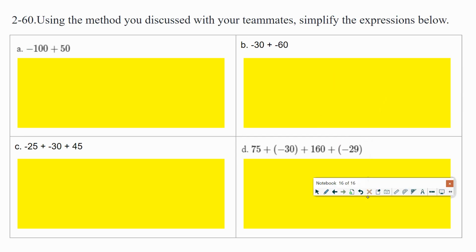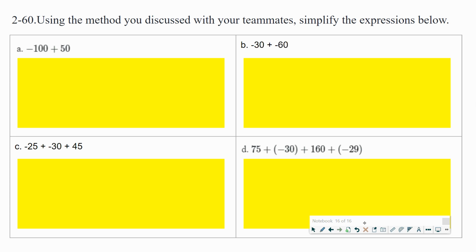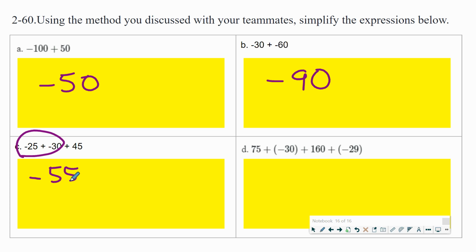For the next set of problems, it says use the method you discussed with your teammates to simplify the expression below. So we have negative 100 plus 50. I'm going to subtract them and be left with 50, and it's going to be negative because 100 is bigger. 30 and 60 are both negative, so I can envision drawing 30 negatives and another 60 negatives, so I would get negative 90. I'm going to do the negative numbers first. This is negative 55 plus 45. I envision subtracting them, so I'm left with negative 10.